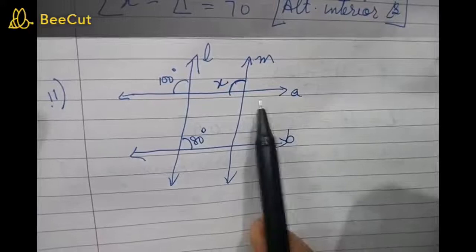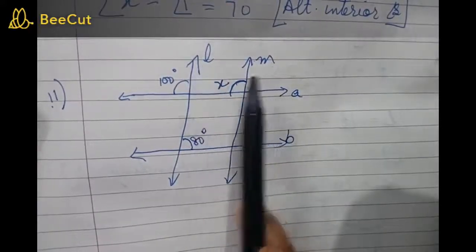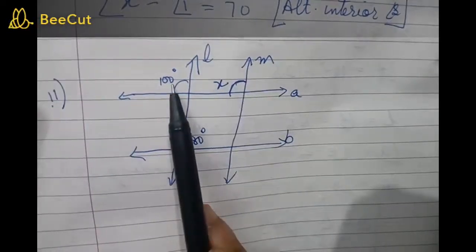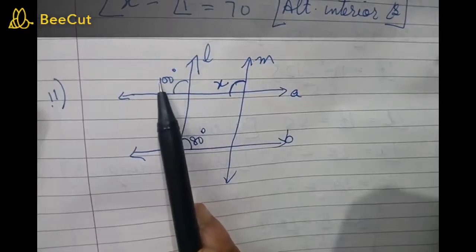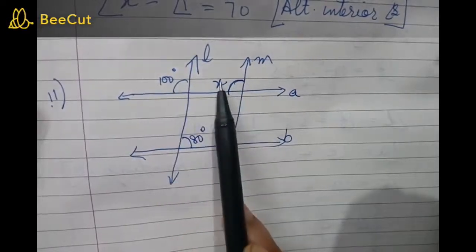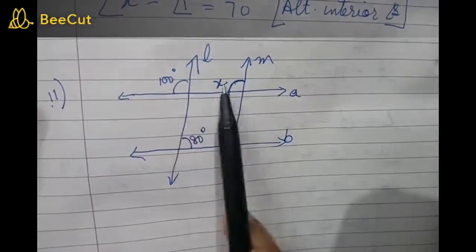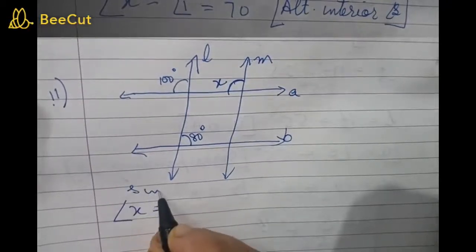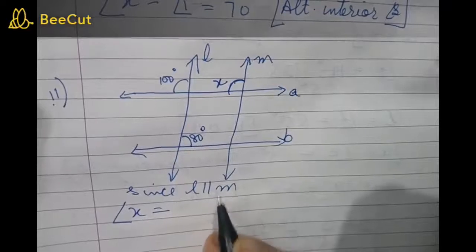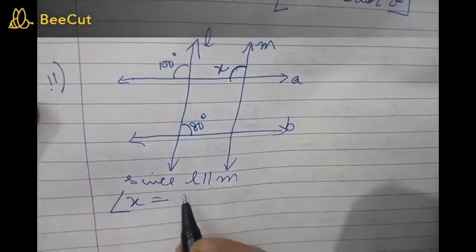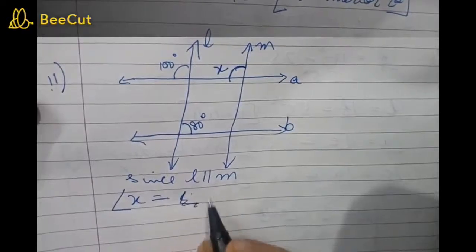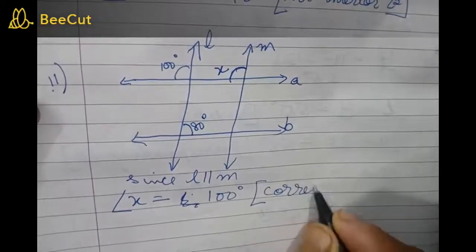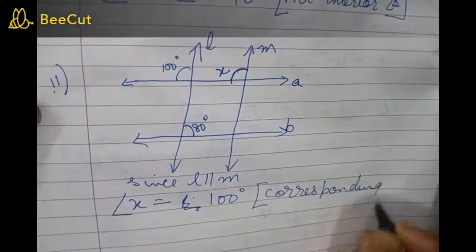Second is A is parallel to B. This L and M. L is parallel to M. Now as L is parallel to M, see this is on the left of L, this is on the left of M, this one is left out angle. So what type of angles are these? Corresponding angles. So angle X is, since L is parallel to M, this you have to write. Why? Because then only corresponding angles are equal. X is equal to 100 degree. The reason is corresponding angles.